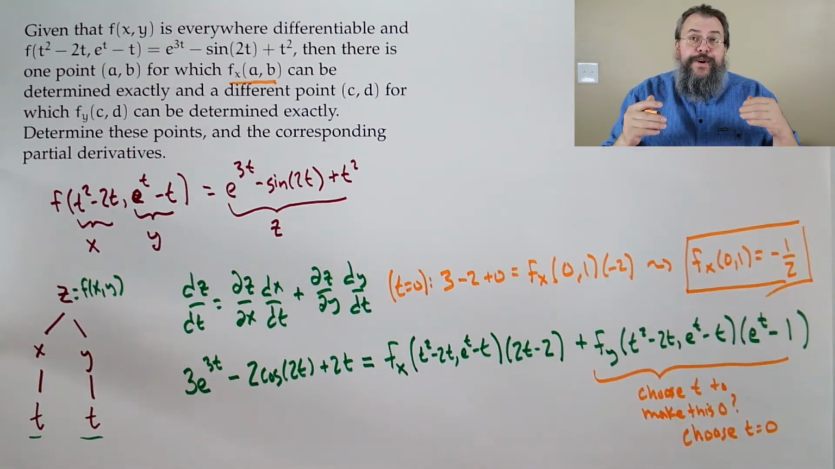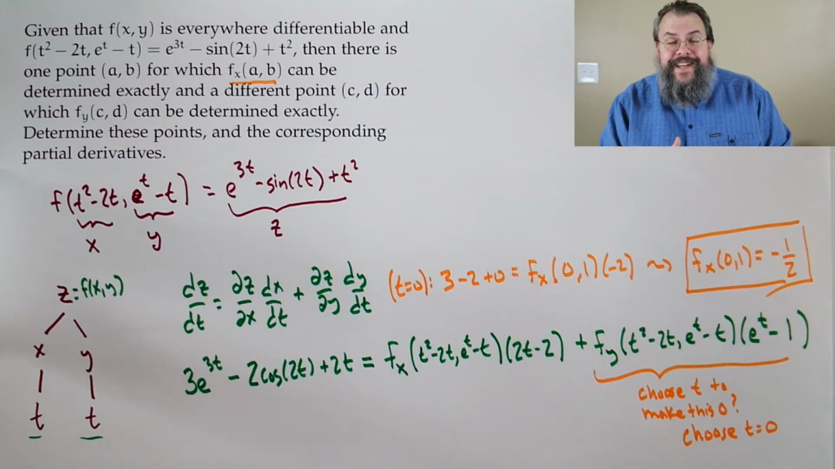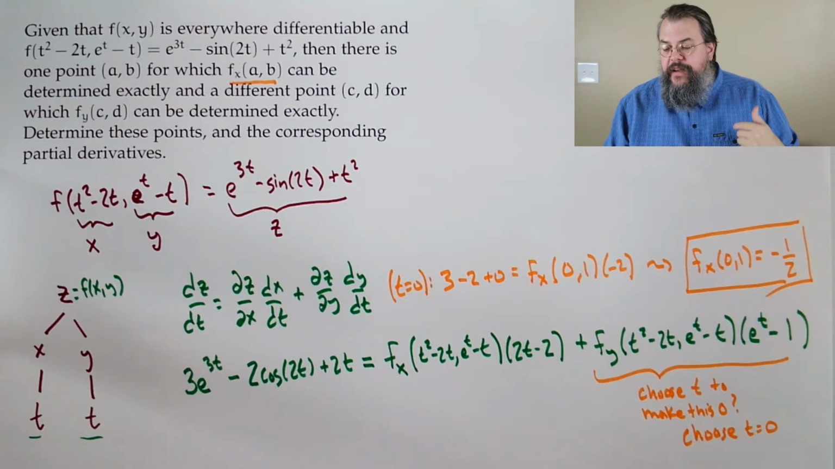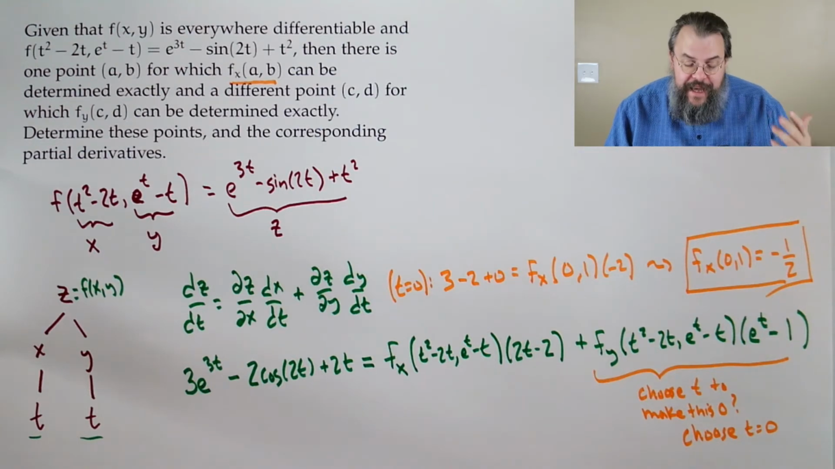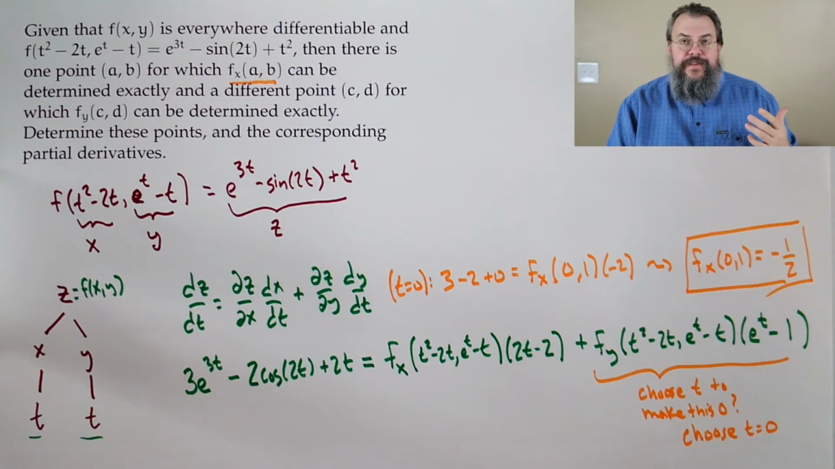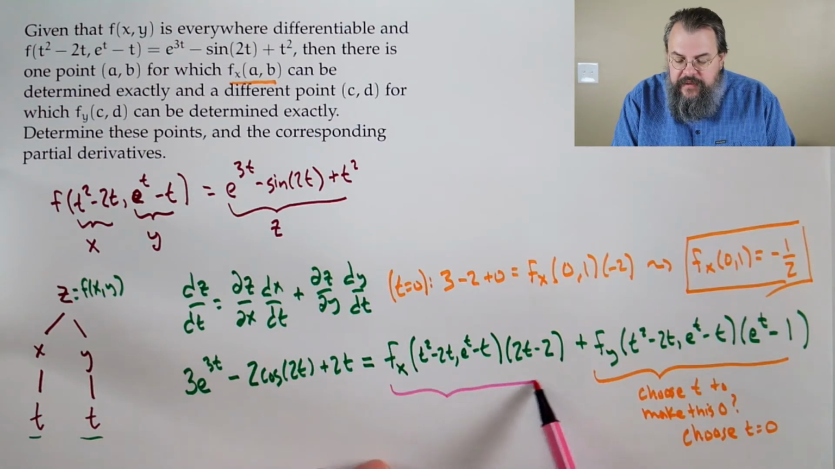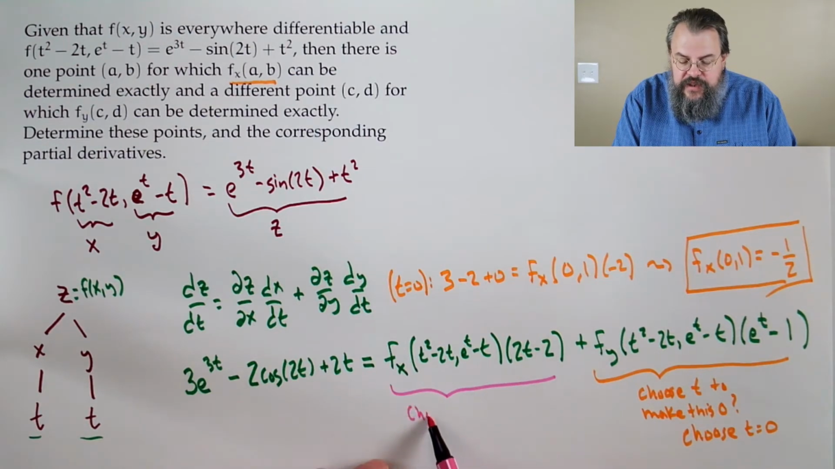And that's part of our answer. We now know exactly that at the point x equals 0, y equals 1, it must be the case that f sub x equals negative a half. It must happen that way. We have no choice. And now we're emboldened to just repeat the process and say, okay, let's choose a t to make this 0.